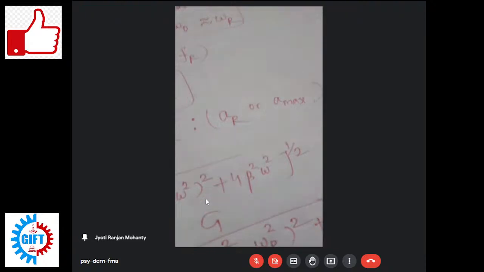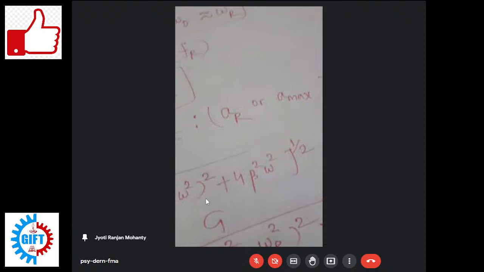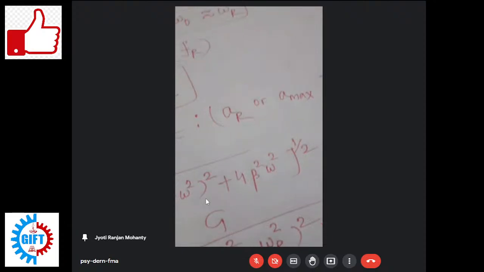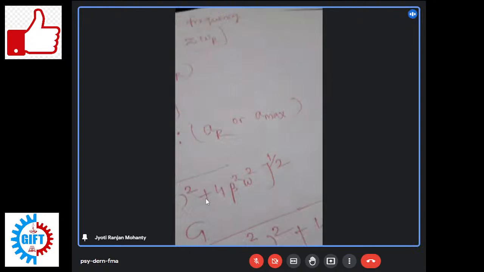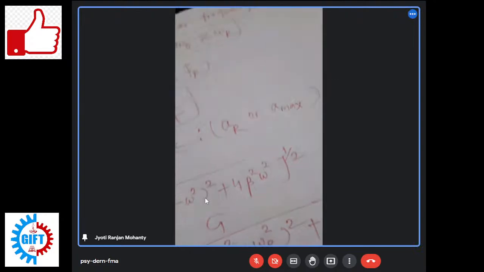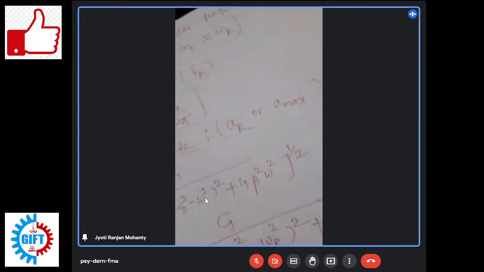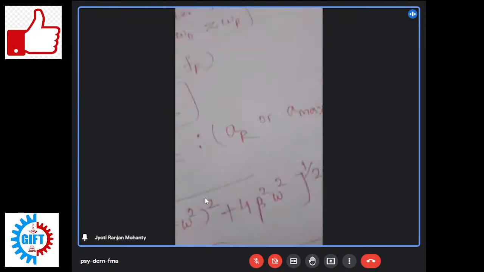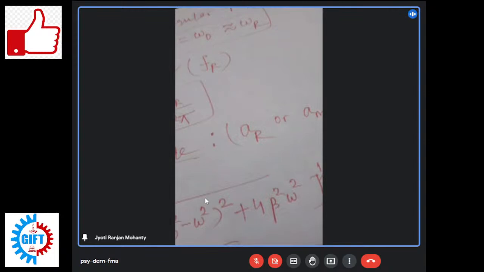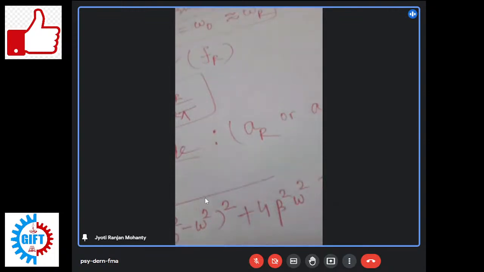Omega equal to omega naught. Amplitude will be maximum. Beta is very much smaller, which means the damping factor will be very small. After that we discussed the analytical treatment, and we got omega is equal to this.